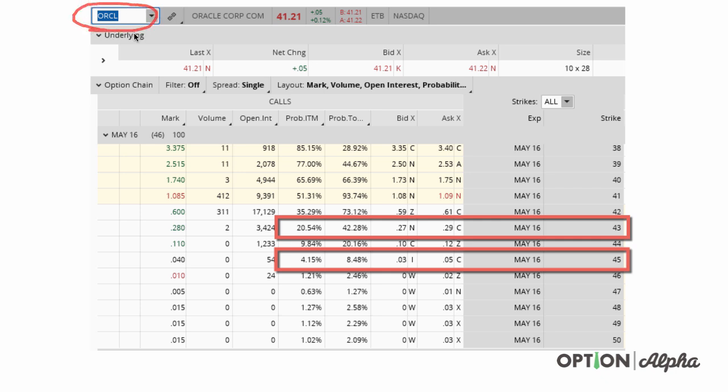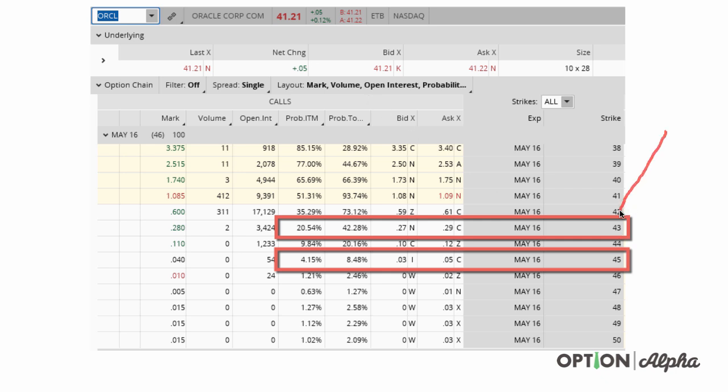So Oracle, at the time that we're doing this video, is trading around $41 and some change. And you can see that the May contracts, which have about 46 days to go, have all of these probabilities for each individual strike price of being in the money. Again, we're working on just the call side right now. And then we also have the probability of touch. So let's go over each of these so you know exactly what we're looking at.